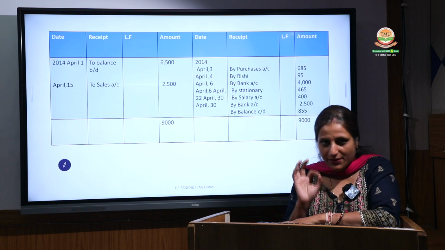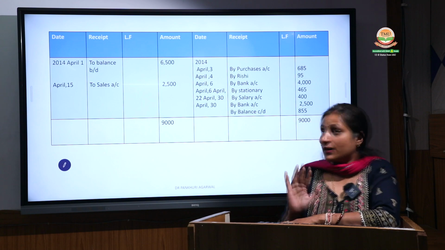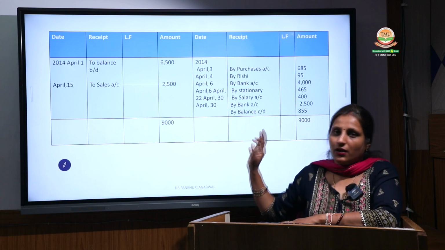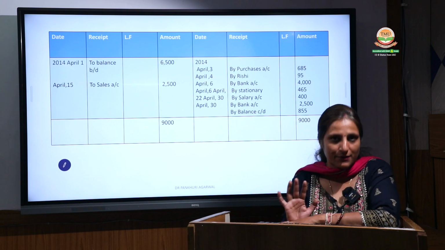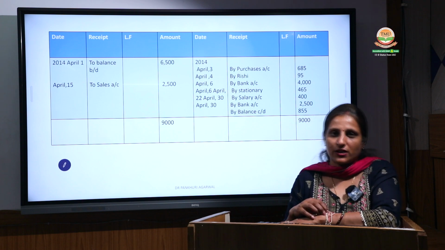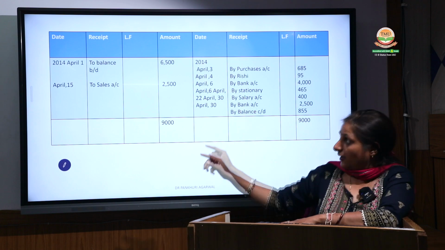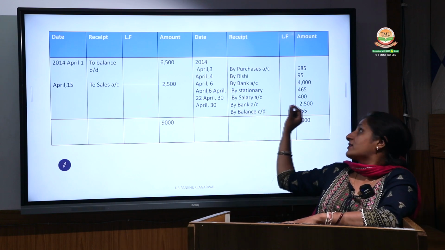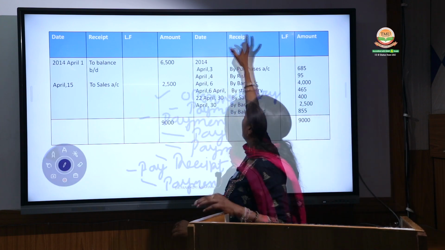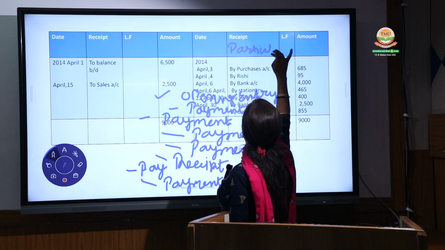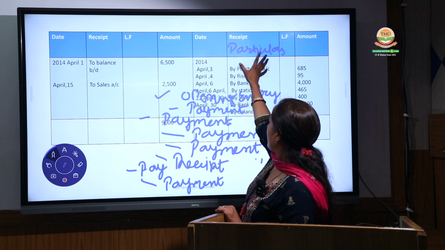Before I move on, I'm explaining it again within 5 minutes. Just understand it very clearly. Cash book consists of 8 columns, or 10 columns if you want to include the column of voucher. Voucher number is not compulsory because many times there is a voucher and many times there isn't. So the mandatory columns are: date, receipt, LF, amount, date, receipt, LF, amount. Also date, particulars, LF, amount, date, particulars, LF, amount.